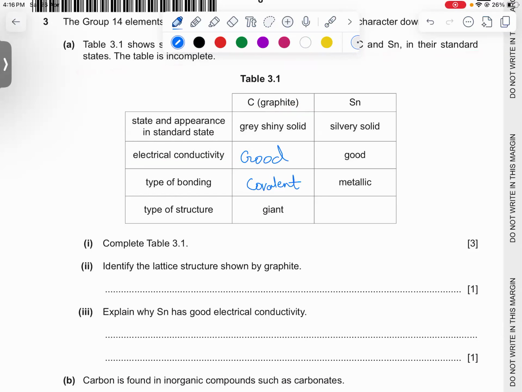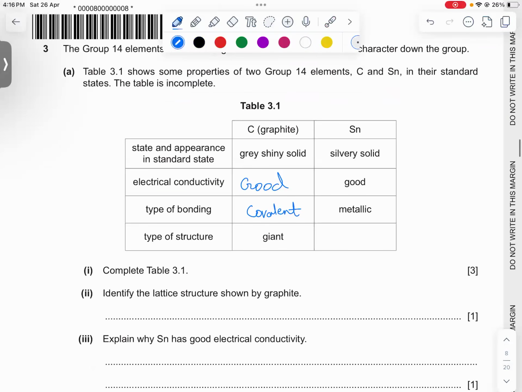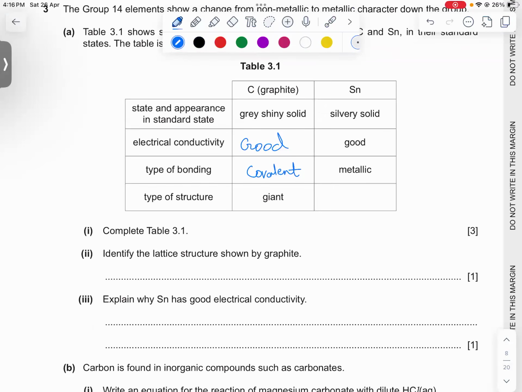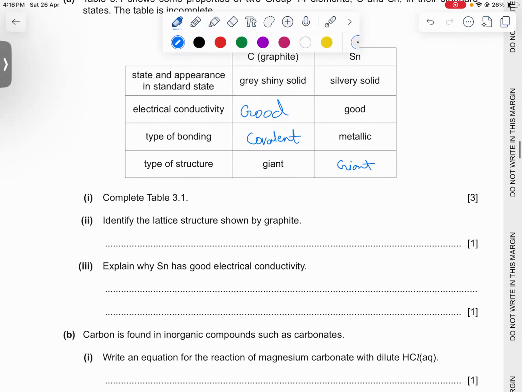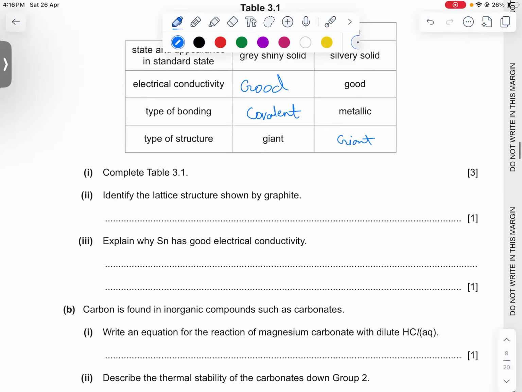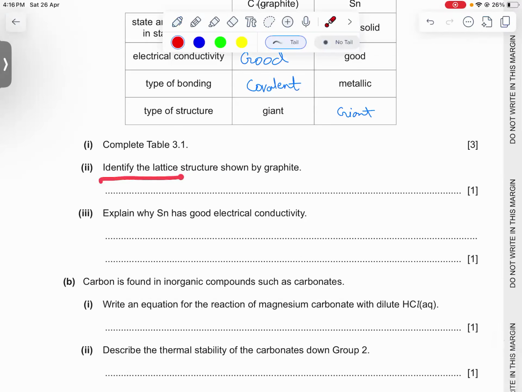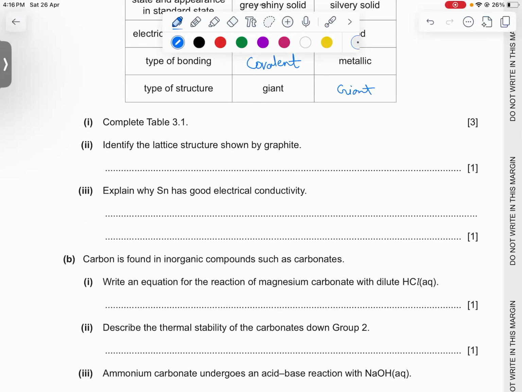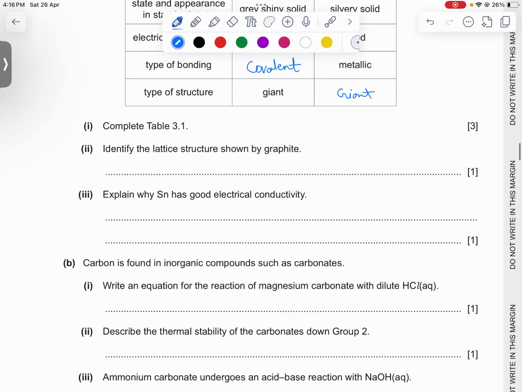What type of structure does Sn have? Sn is tin, I believe, and because it is tin, it is metallic. It should have a giant metallic lattice structure. Three marks for such an easy question. Next, identify the lattice structure shown by graphite. It has a giant covalent lattice structure, but I think they want us to tell the shape as well, right?